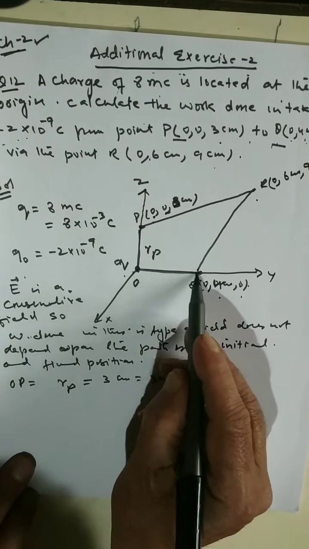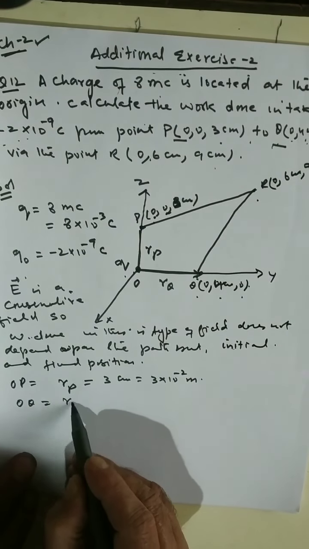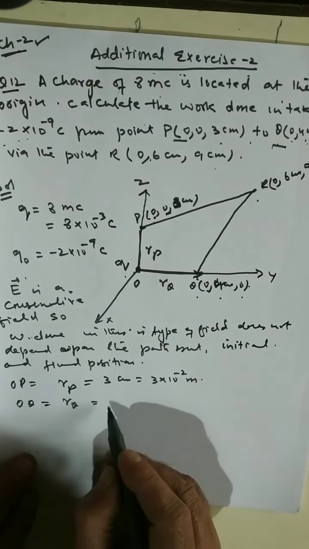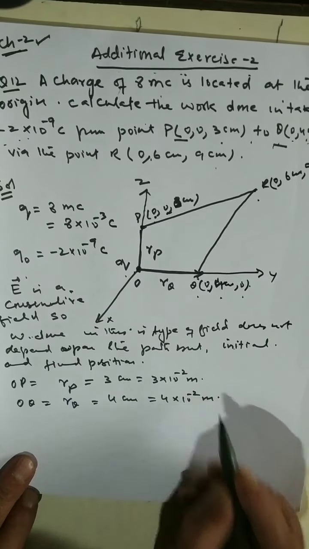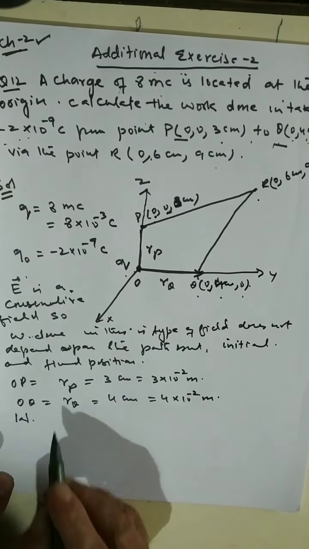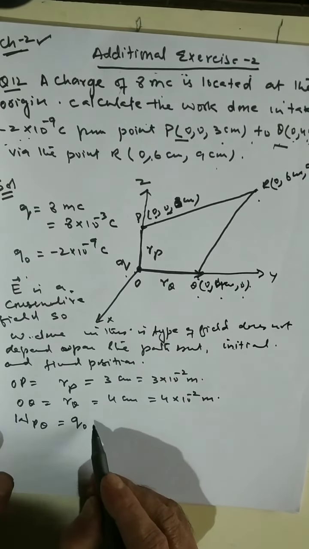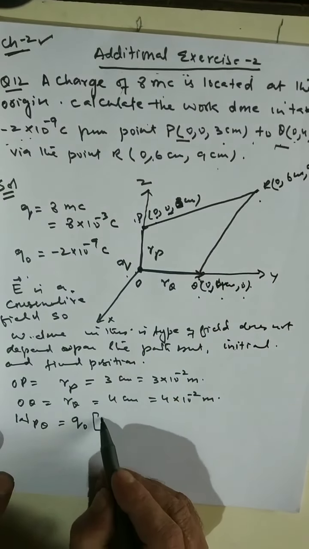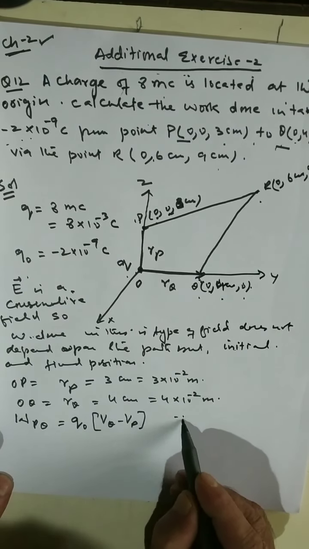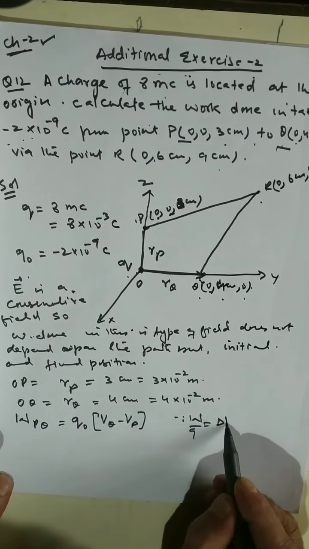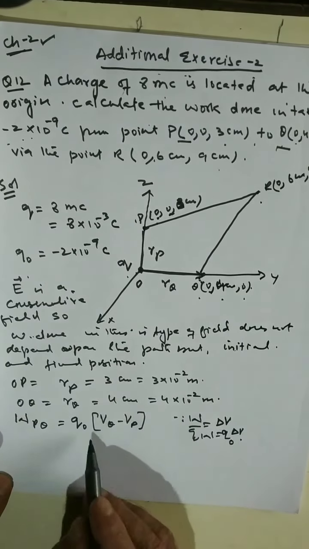Similarly, this is OQ, that is rQ. What is rQ? Its x is 0, y is 4, that is 4 centimeter, which is equal to 4 × 10^-2 meter. Now the work done W from P to Q is equal to the test charge multiplied by the potential difference between these 2 points, that is VQ minus VP, because work done per unit charge is equal to potential difference delta V, or work done is equal to q0 into delta V. So we apply this same formula here.